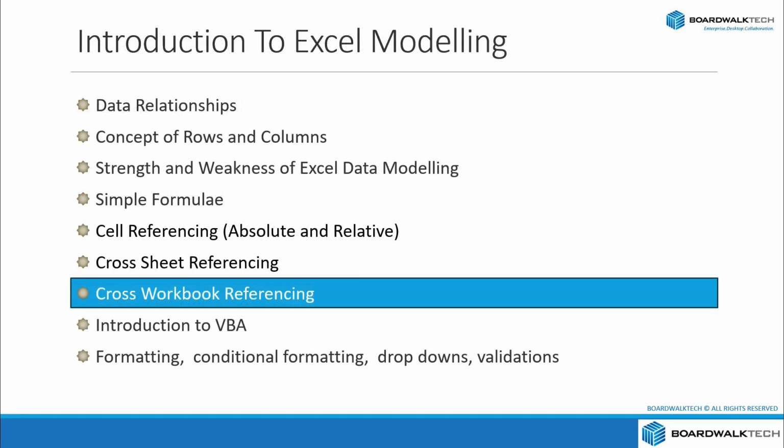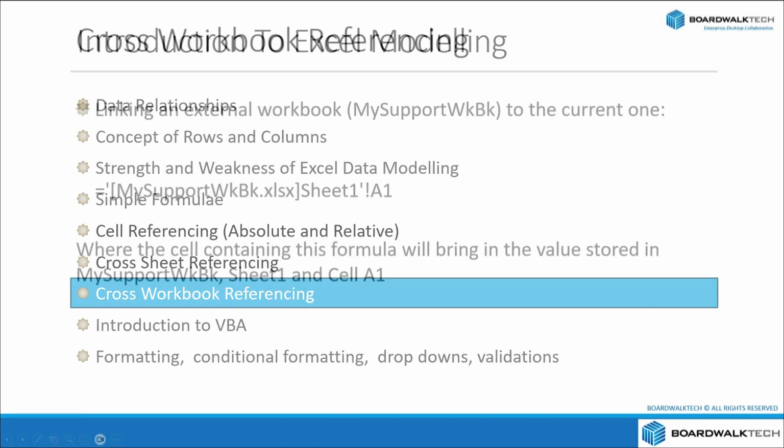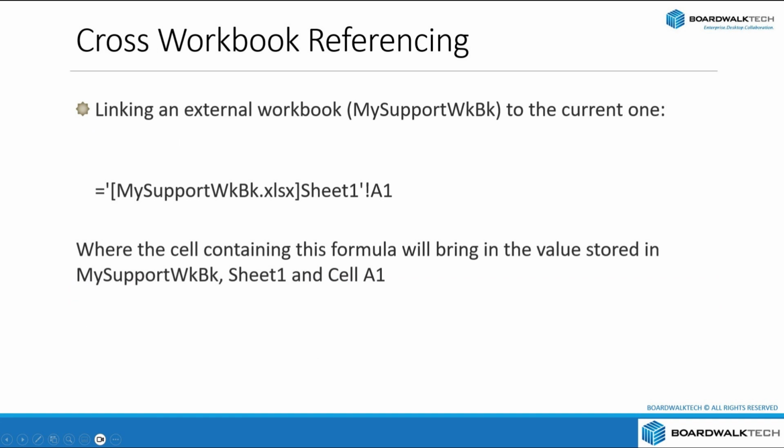Cross-workbook referencing in Excel involves referring to cells or ranges located in different Excel workbooks. This can be useful when you want to consolidate data from multiple workbooks or create formulas that involve data stored in separate files. For example, equals mysupportwkbk.xlsx sheet 1, A1, links the cell A1 in sheet 1 of my support workbook to the current workbook.